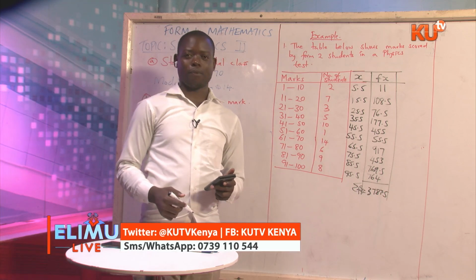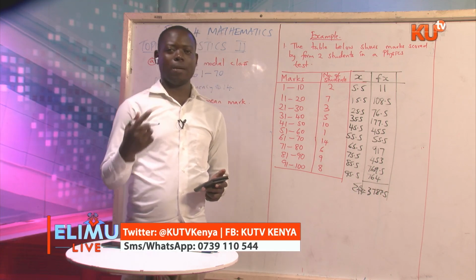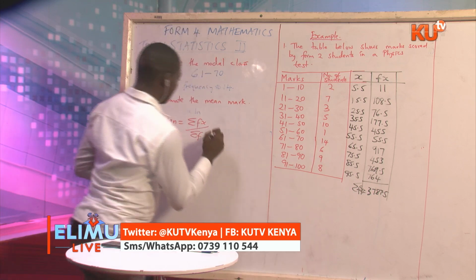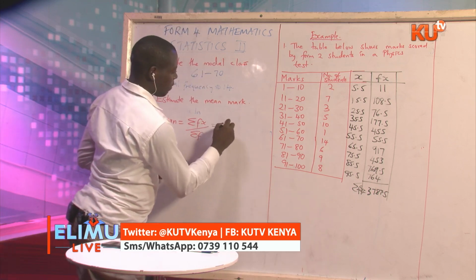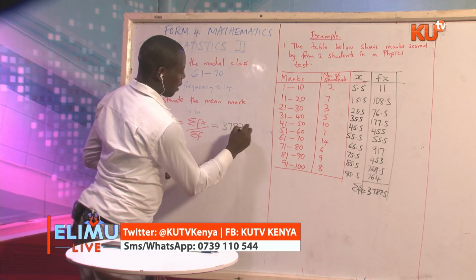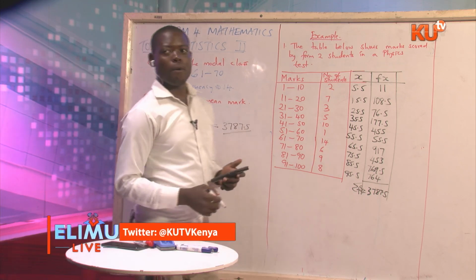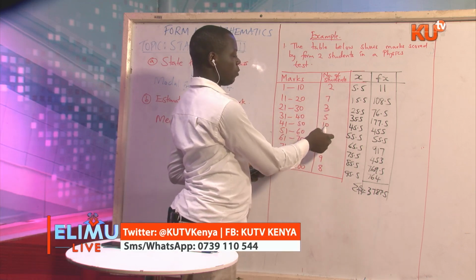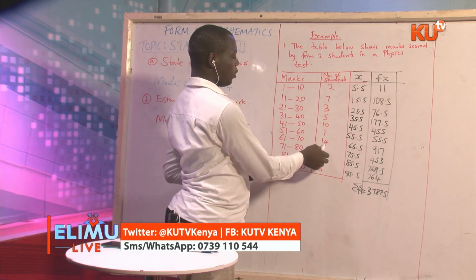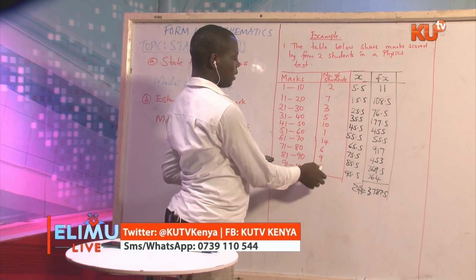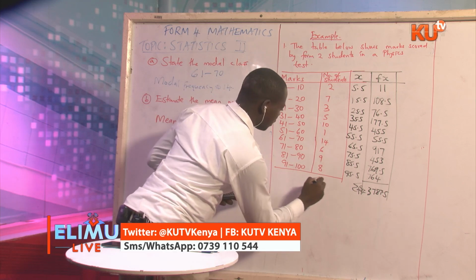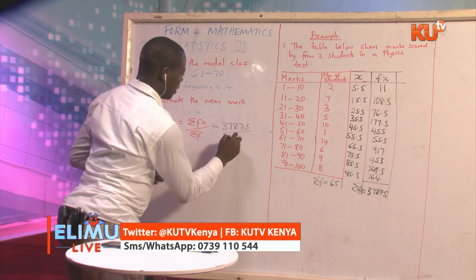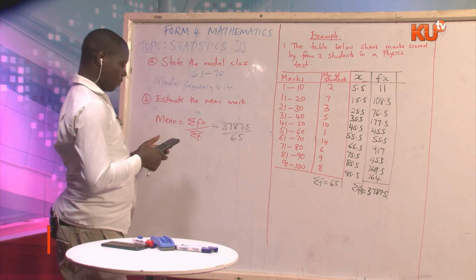3,787.5. Finally, what is the mean, students? Good. The mean will be the sum of fx, which is 3787.5, divided by the sum of frequencies. This is 9, 12, 17, 27, 28, 42, 48, 57, 65. Sum of f is 65. So we divide by 65, students.